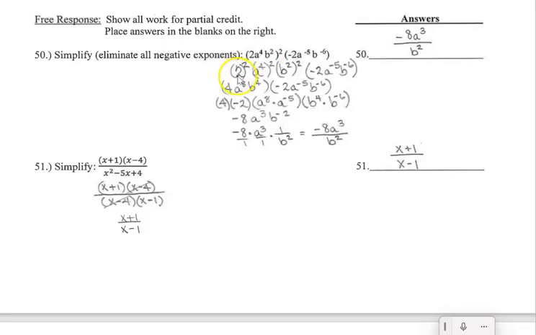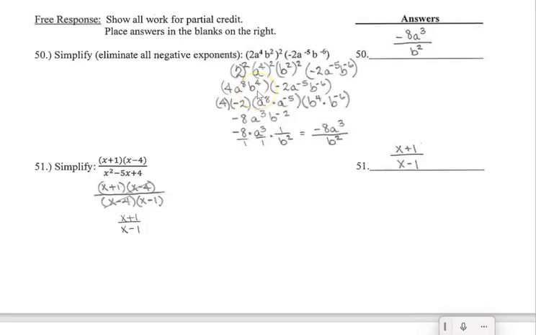So you can see I did 2 squared, I did a to the 4th squared, I did b squared squared. And then I just copied this second guy down. All right, so if we simplify this a little bit, 2 squared is 4. When you have a power raised to a power, you multiply. So we're going to do 4 times 2 is 8 to get a to the 8th. And then 2 times 2 is 4 to get b to the 4th.